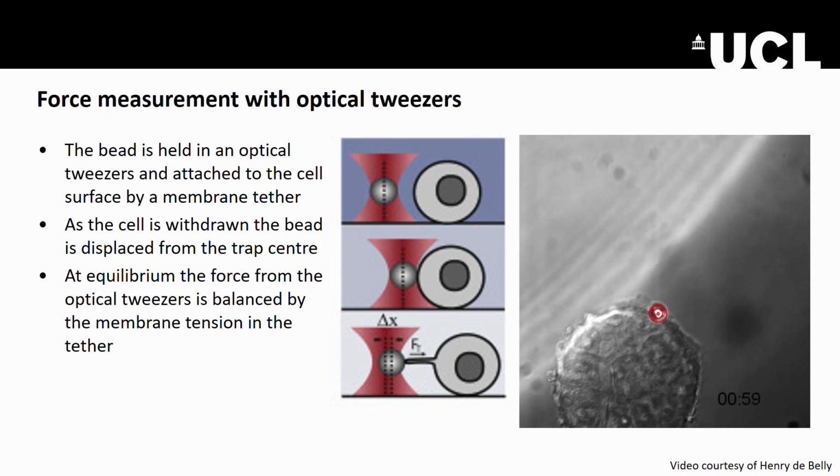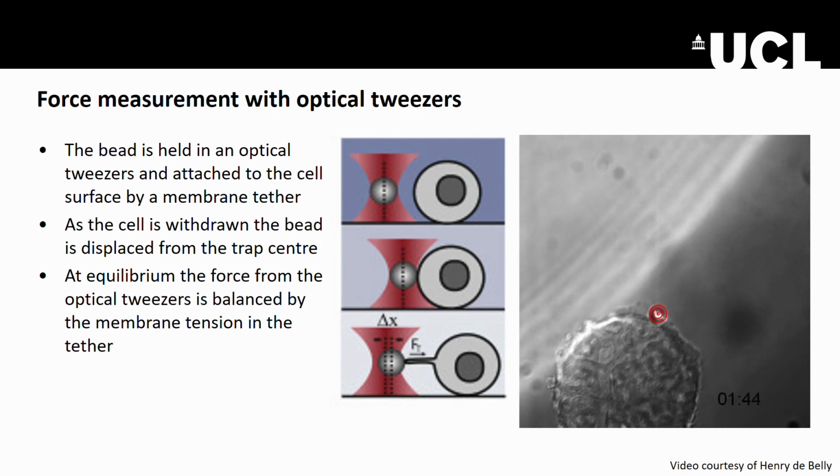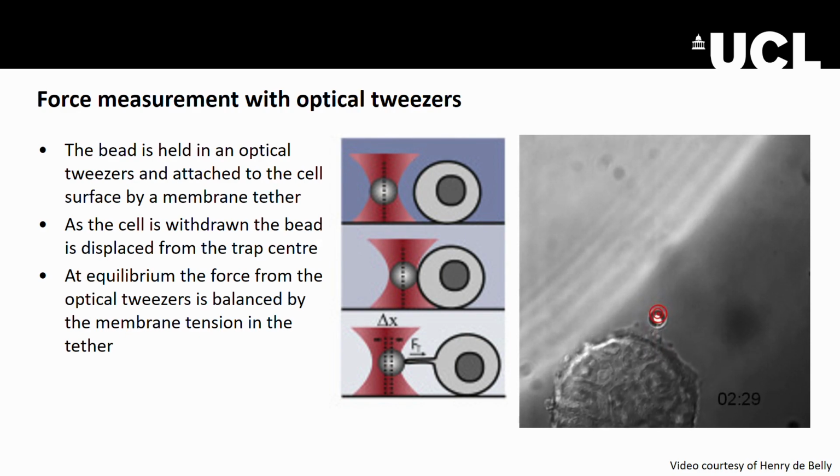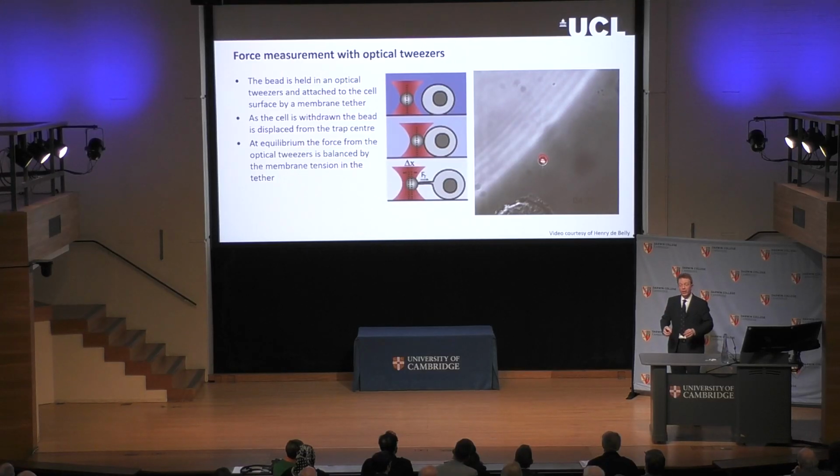If we measure that distance, then we know the optical force that's pulling it one way, and we know the force in the membrane tether that's pulling it the other way. Those forces must be equal when it's at equilibrium. And therefore, we can actually measure the membrane tension of the cell simply by measuring the displacement of the particle.